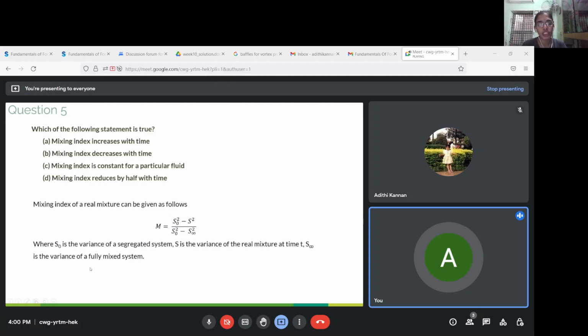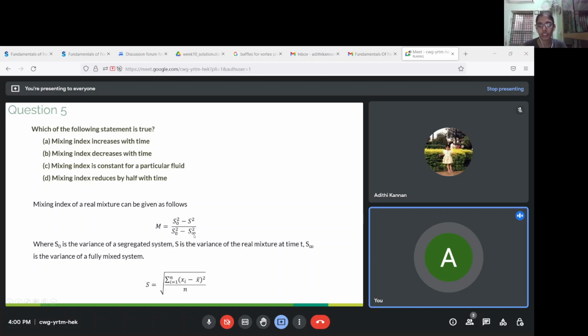S infinity is the variance of the fully mixed system. Let's say if it is taking 100 seconds, S infinity will be your variance at time t equal to 100 seconds. So S naught is of this completely segregated system, S infinity is the variance of a fully mixed system, and S is somewhere in between those. That is, at any time t, S will be the variance of that particular real mixture.